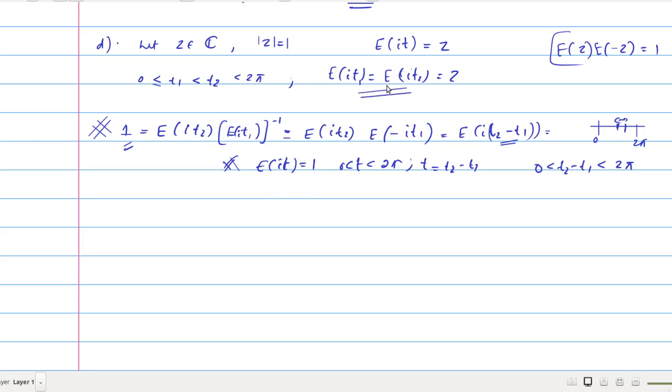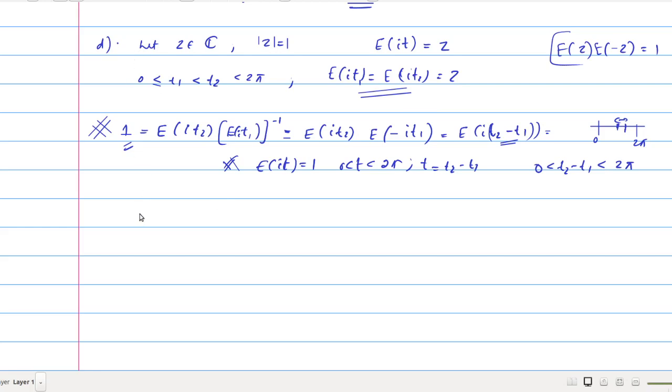So this never happens. We can never expect two distinct values t1 and t2 such that E of it1 and E of it2 are the same Z. Okay, so this proves the uniqueness part of the fourth statement.